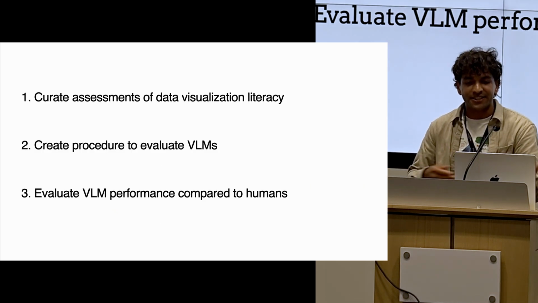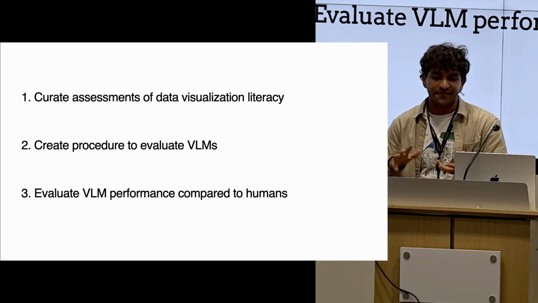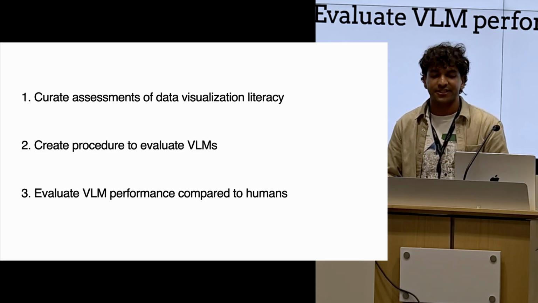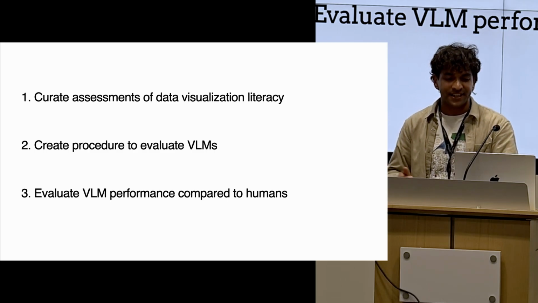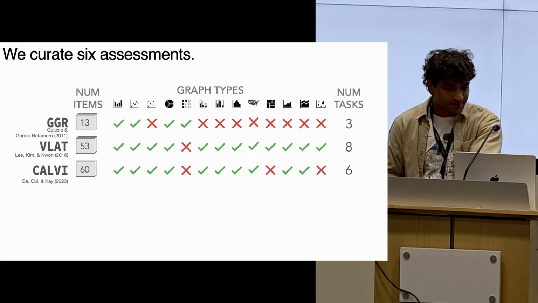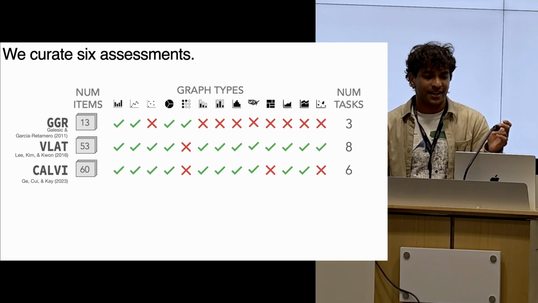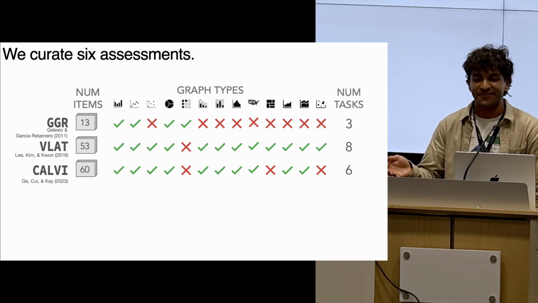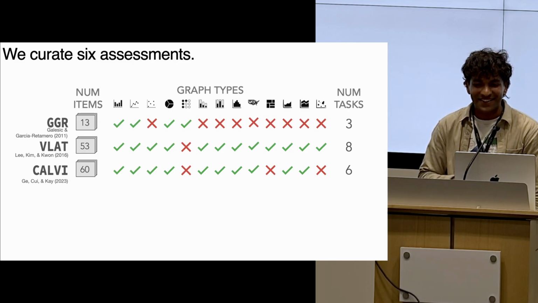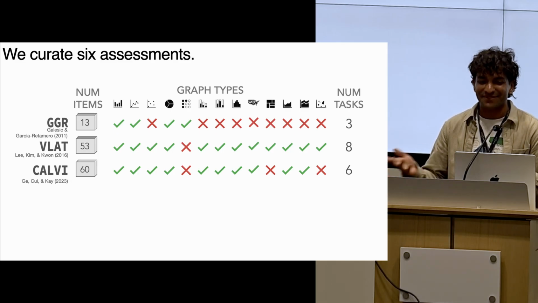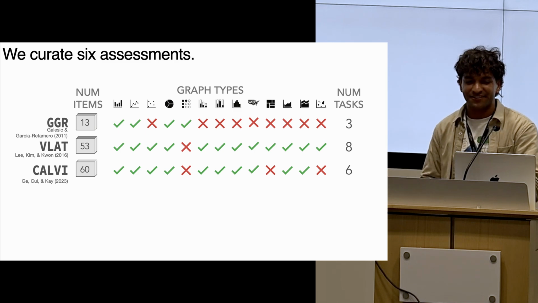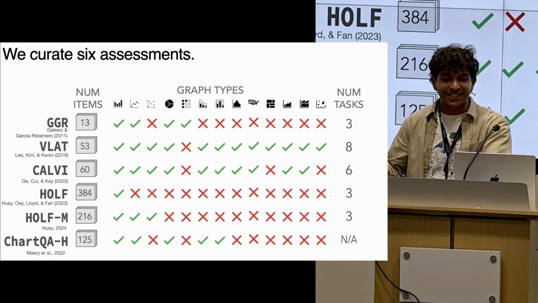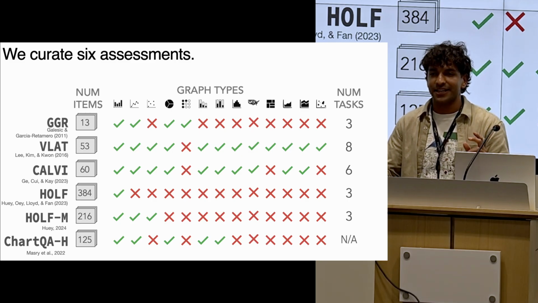In this talk, I'll go over some recent work which curates some sets of assessments of data visualization literacy, and we create a procedure to evaluate vision language models on data visualizations and evaluate VLM performance compared to that of humans. So here we create a set of 6 assessments which are all made for different purposes. So some of these are designed by experts like Lily, that's there to detect misleading visualizations and cover a variety of different tasks and graph types. And we have other assessments which are either procedurally generated or created by non-experts.